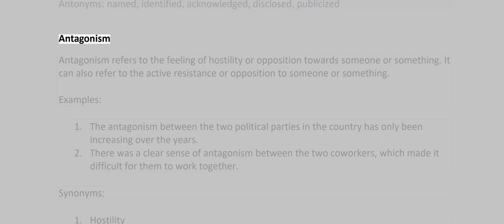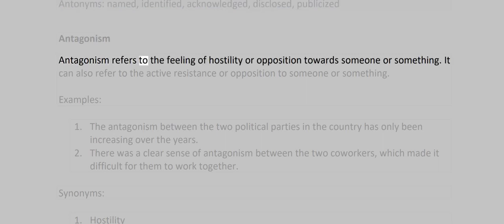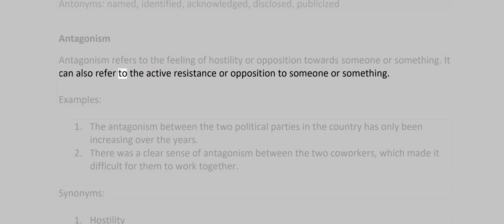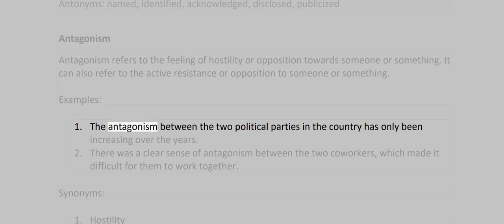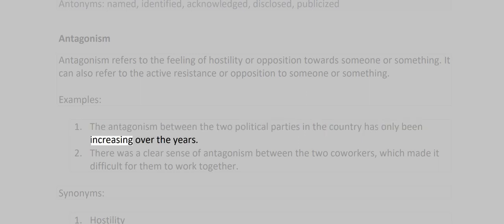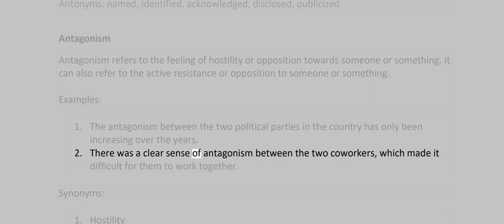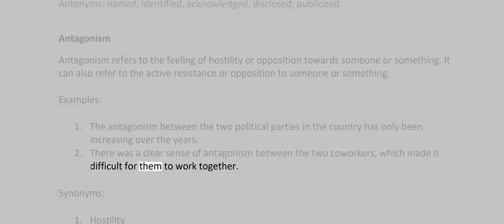Antagonism. Antagonism refers to the feeling of hostility or opposition towards someone or something. It can also refer to the active resistance or opposition to someone or something. Examples: 1. The antagonism between the two political parties in the country has only been increasing over the years. 2. There was a clear sense of antagonism between the two co-workers, which made it difficult for them to work together.